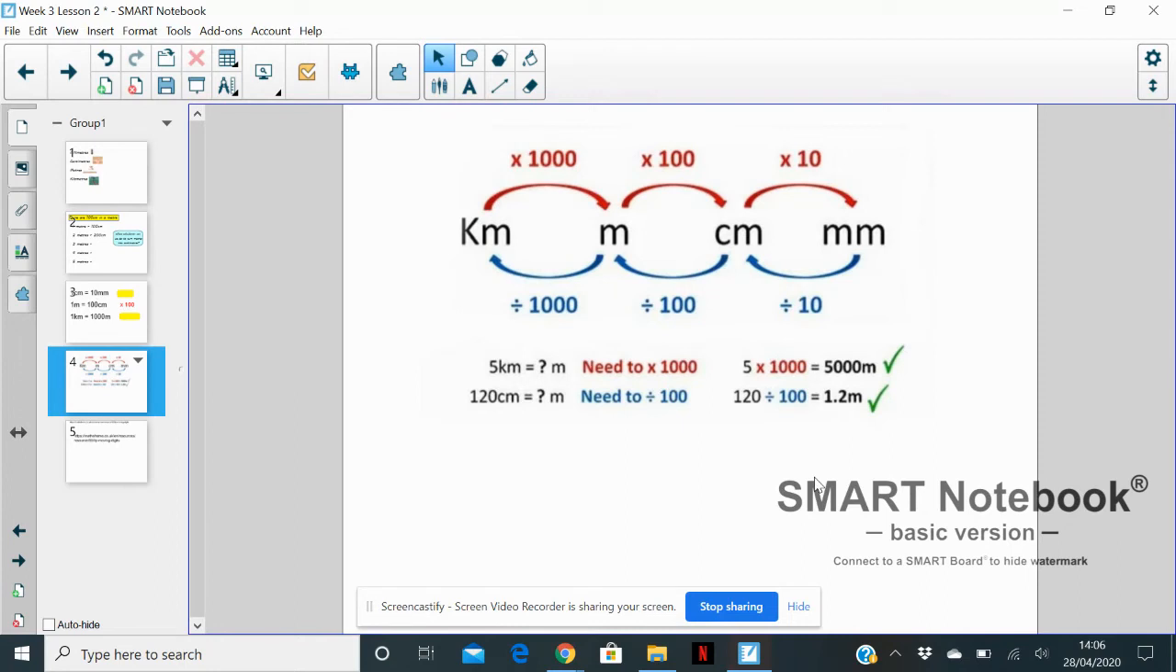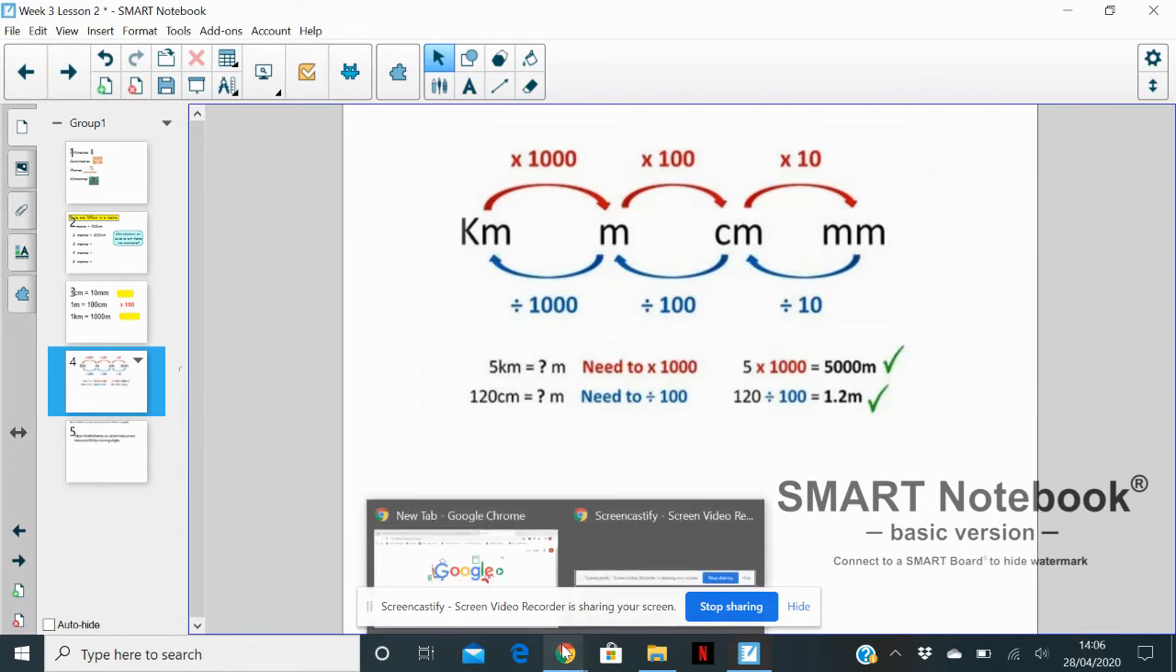What about 120 centimetres, and how many metres that would be? Centimetres to metres, we divide by 100. So 120 divided by 100 is 1.2. So it's 1.2 metres. Now I'm going to show you very quickly a place value grid to remind us how we multiply and divide by 10, 100 and 1,000.